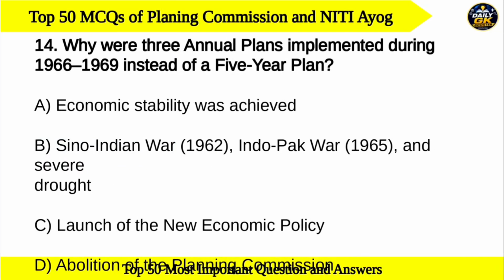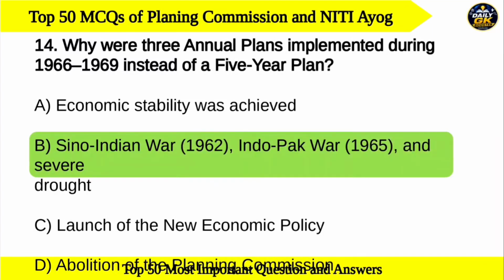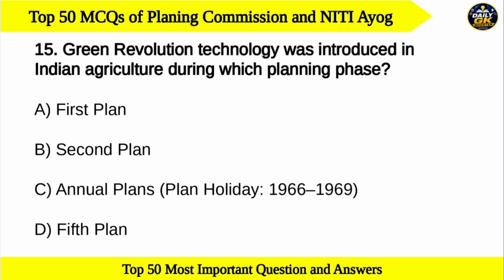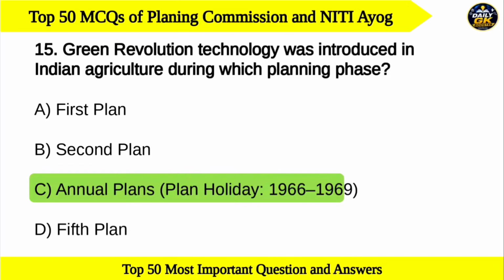Why were 3 annual plans implemented during 1966 to 1969 instead of a 5-year plan? Answer option B, Sino-Indian War 1962, Indo-Pak War 1965 and severe drought. Green Revolution technology was introduced in Indian agriculture during which planning phase? Answer option C, annual plans, that is plan holiday 1966 to 1969.